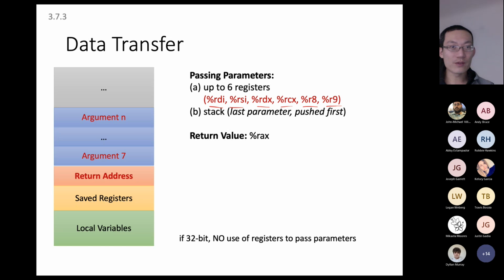That's why you see on the stack we start from 7 until n, and the order matters as well. We first push the last argument n, and then push the next one, n-1, down to argument 7. This is the order in which we push the parameters on the stack. So for the 64-bit machine, the stack and the 6 registers are used as a medium to let the caller tell the callee what the input values are.